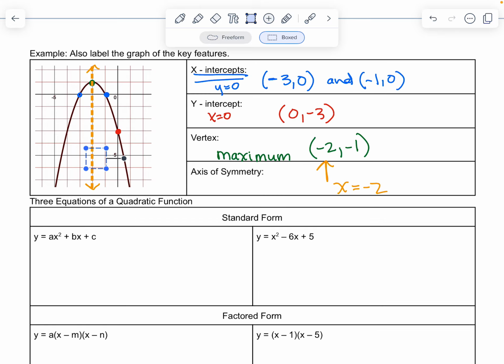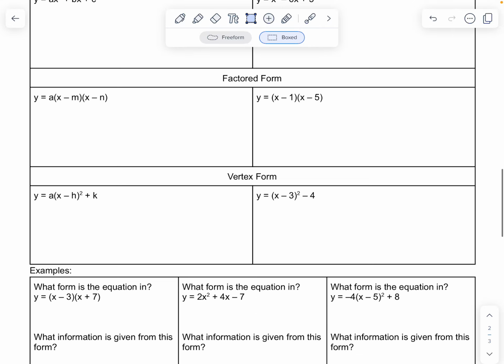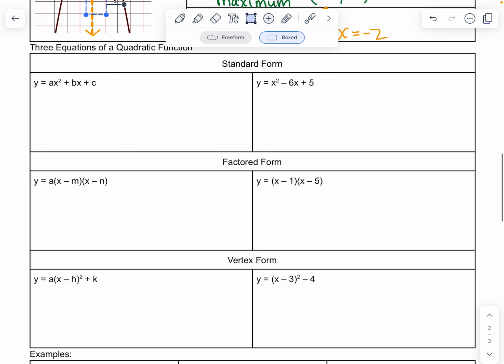Today in class, we tried to focus on the 3 different forms of the equation. That's going to be the bottom part. I will make a second video for that.